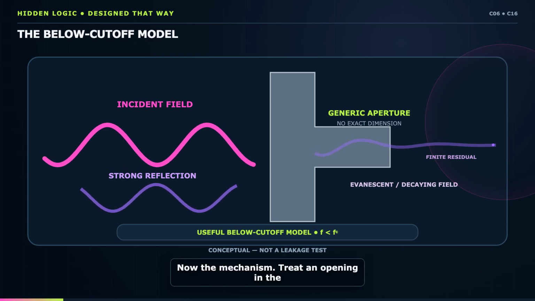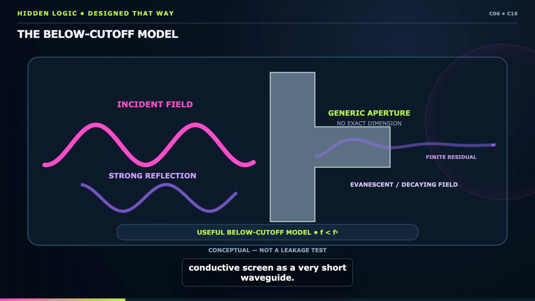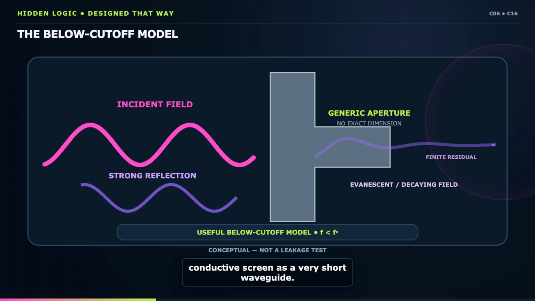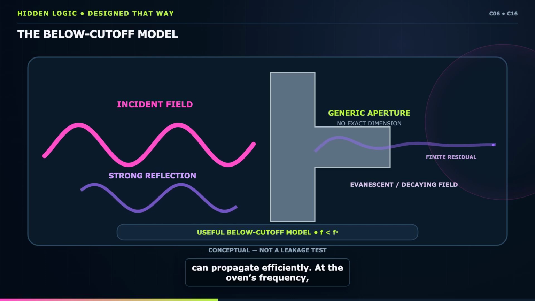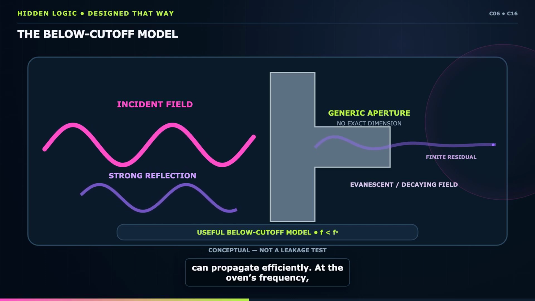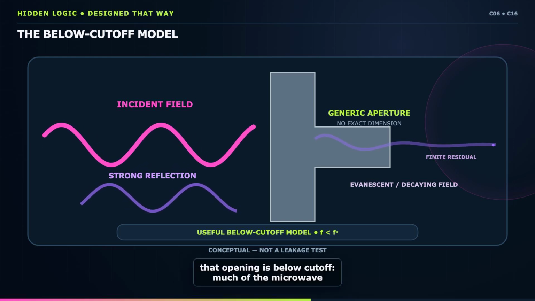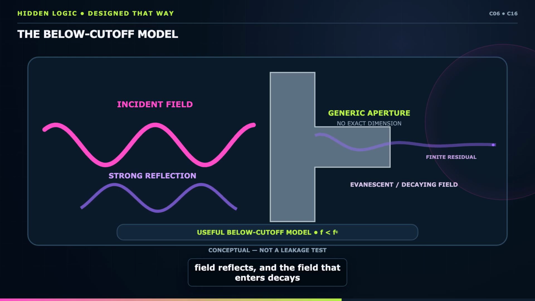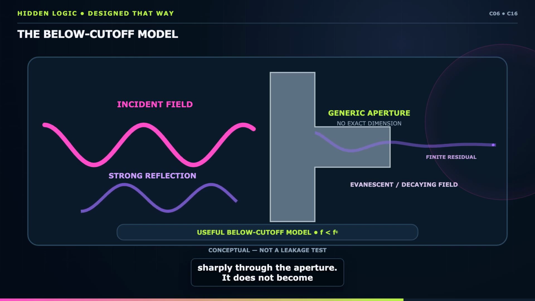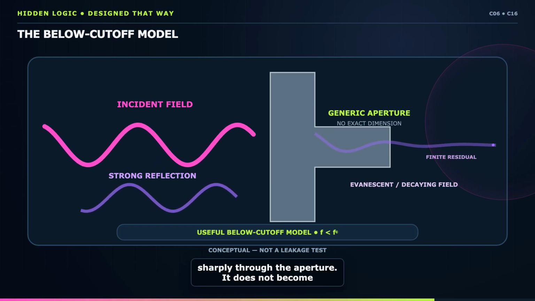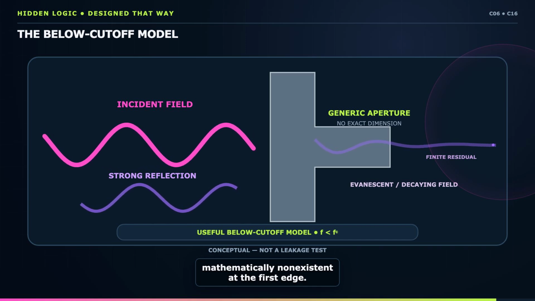Now, the mechanism. Treat an opening in the conductive screen as a very short waveguide. Conducting boundaries determine which field patterns can propagate efficiently. At the oven's frequency, that opening is below cutoff. Much of the microwave field reflects, and the field that enters decays sharply through the aperture. It does not become mathematically non-existent at the first edge.